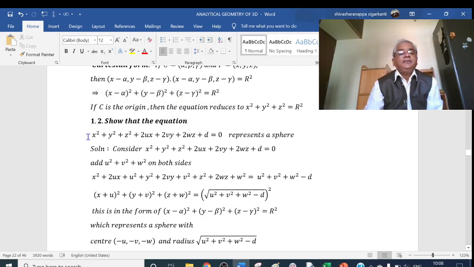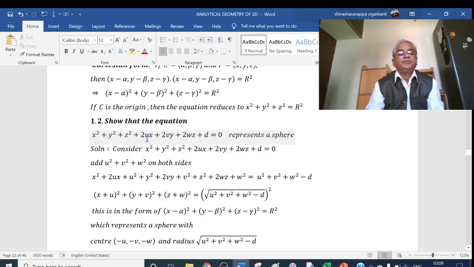Now, I can say that this also represents a sphere if I write this equation in this form, that is (x − α)² + (y − β)² + (z − γ)² = r². We will try to write this equation in this form. So here, if you observe, x² term is there and x term is also there, that is x² + 2ux is there. If I add u² to these two terms, then these terms plus u² becomes (x + u)².